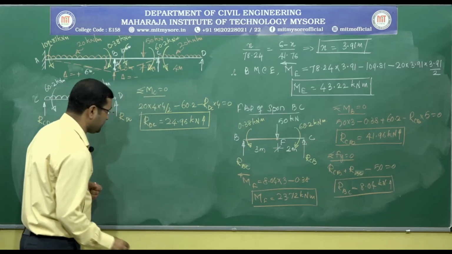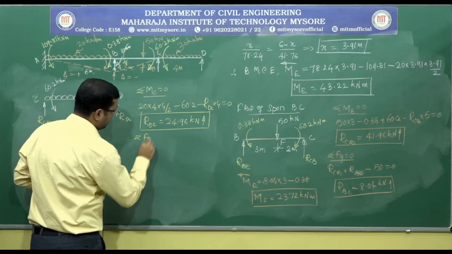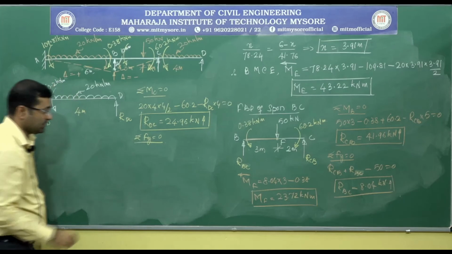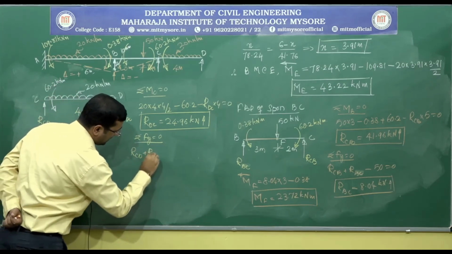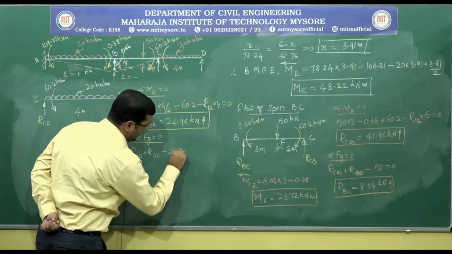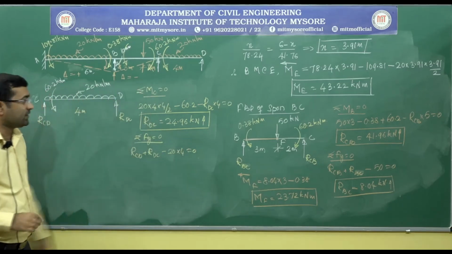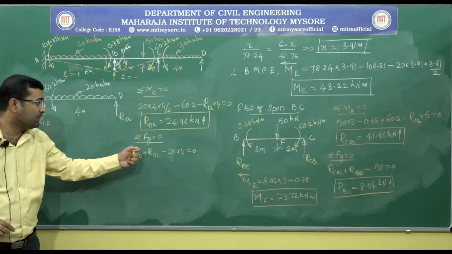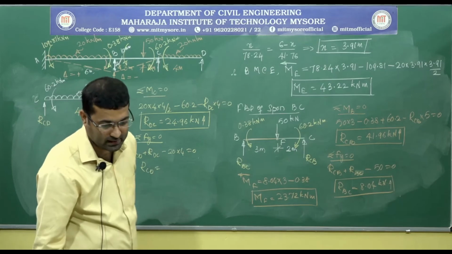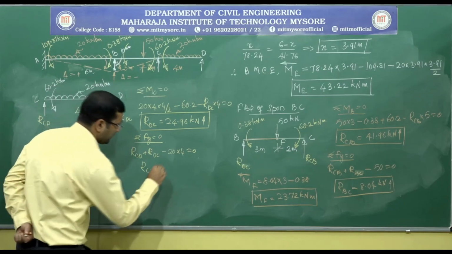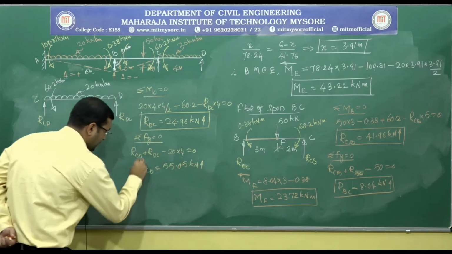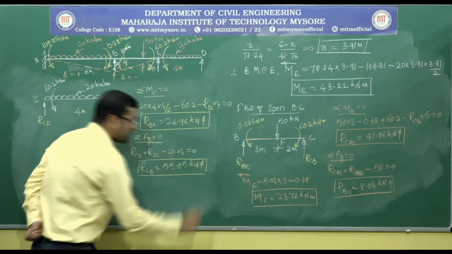Similarly, impose one more equilibrium condition, that is summation of Fy equals 0. So RCD and RDC, these two are acting vertically upwards. RCD plus RDC minus this UDL, which is acting vertically downwards, so it is 20 into 4, equating it to 0. If I substitute the value of RDC in this equation, I will get the value of RCD. So RCD is 55.05 kilonewtons acting vertically upwards, right.